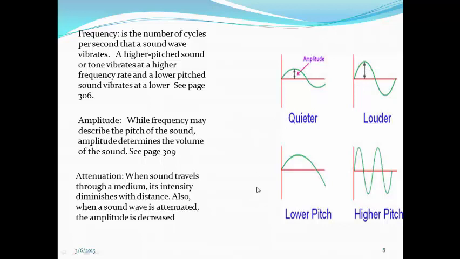Attenuation. When sound travels through the medium, its intensity diminishes with distance. Also, when the sound wave is attenuated, the amplitude is decreased. Therefore, you need to have some devices in between if you have a long distance, for example, like repeaters or switches.